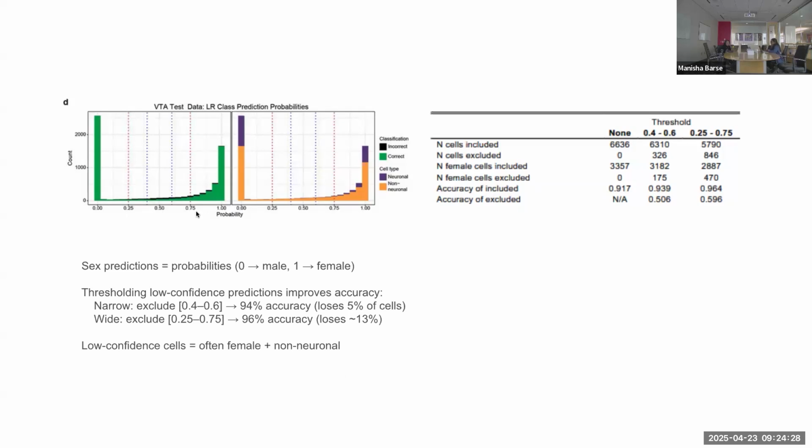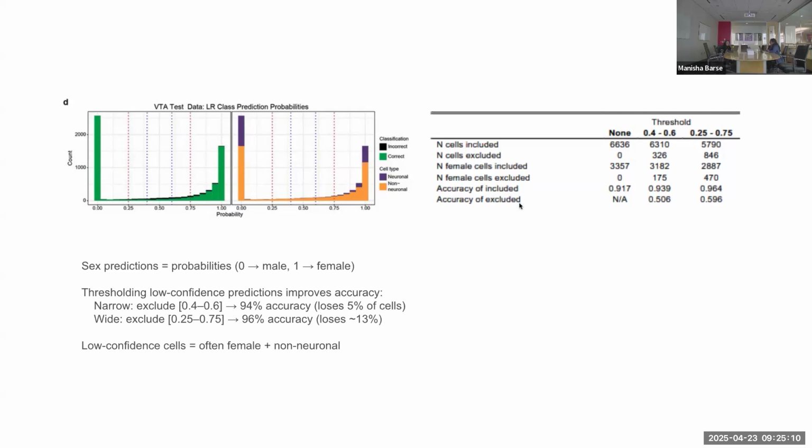The reason they are doing this is that when they exclude the narrow region genes, they see 94% accuracy, and they lose approximately 5% of the cells. For the wide range, where they are excluding between 0.25 and 0.75 probability, they see an accuracy of 96%. But in this case, they lose around 13% of the data.